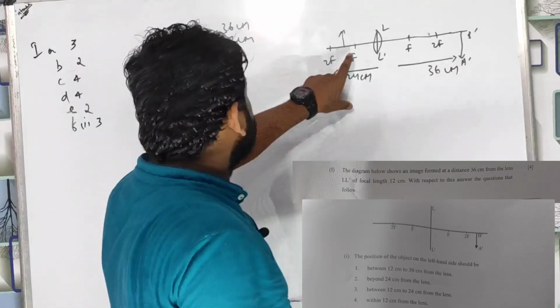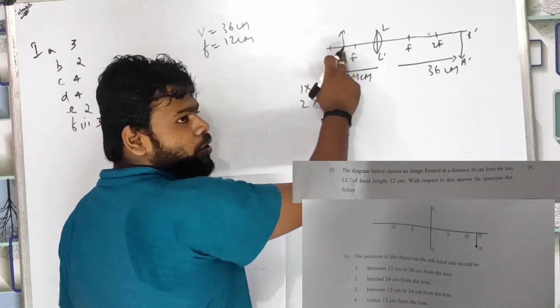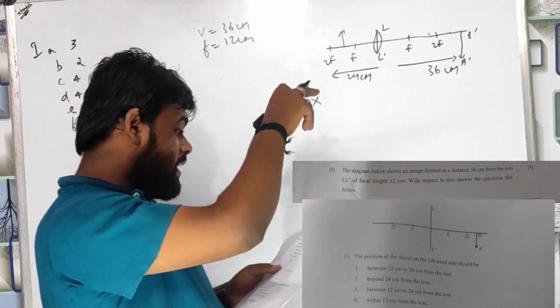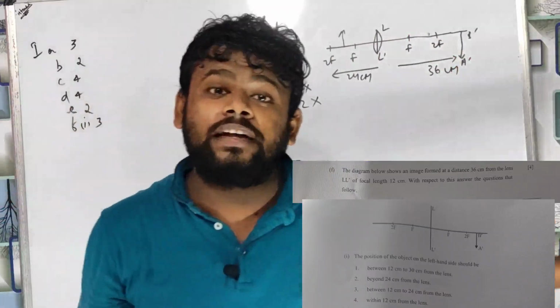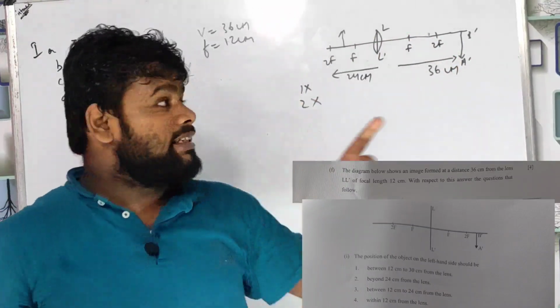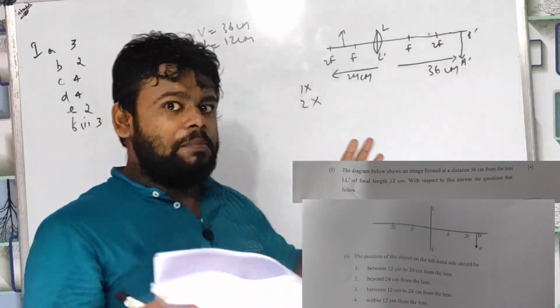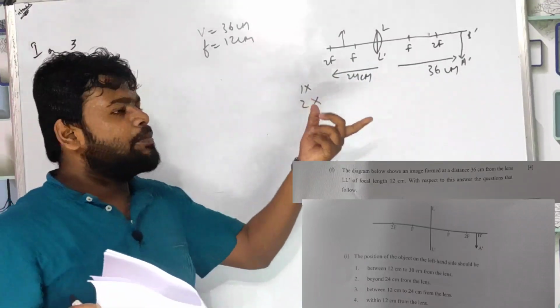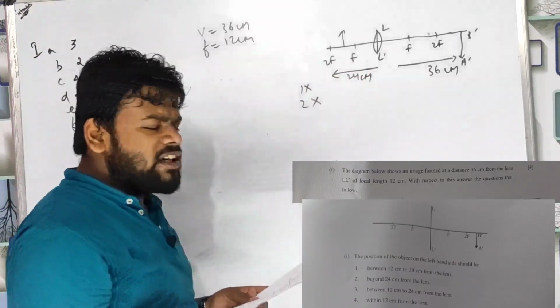Between 12 and 24 centimeter. That means we have to keep the object somewhere in between. We don't know the exact distance, exact number, but we know we will keep the object between 2f and f. Is it clear? Chalo. What is the power of lens?